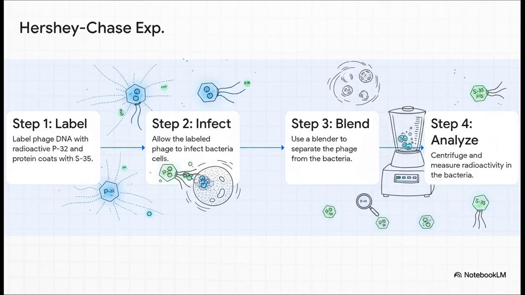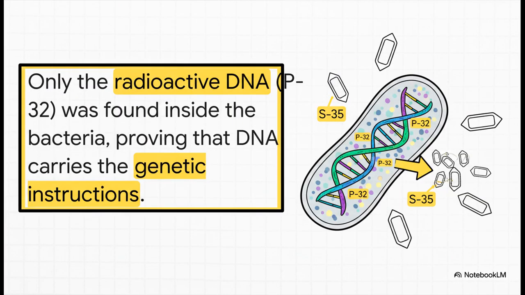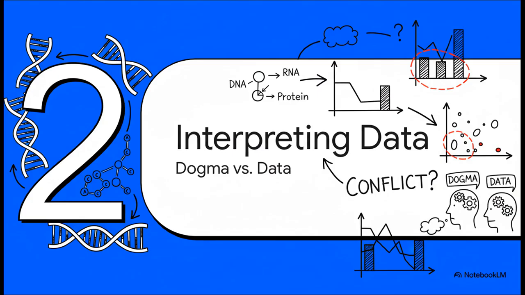They let these phages infect some bacteria, threw them in a blender to knock the phages off the outside of the cells, and then spun them down. The big question was, what got inside the bacteria? And boom, there's your conclusion. The only radioactivity they found inside the bacteria was the P32 from the DNA. The S35 from the protein coats, that was all left outside. So it's the DNA, not the protein, that gets into the cell and starts calling the shots to make new viruses. That's the punchline.